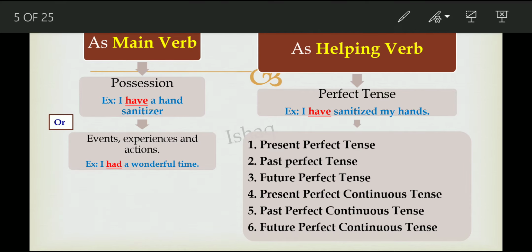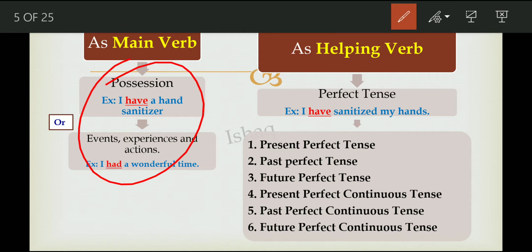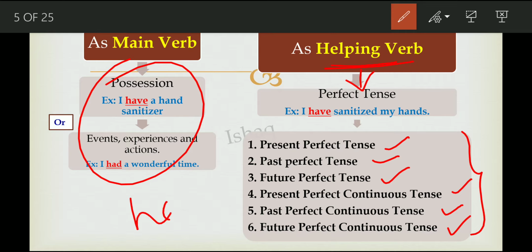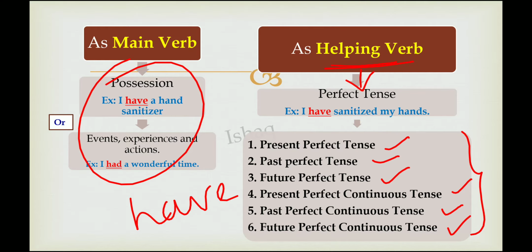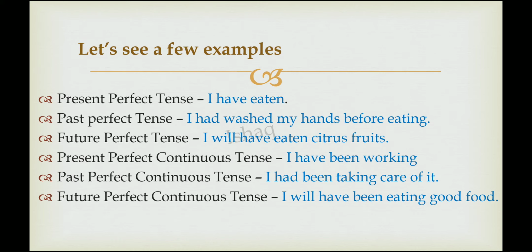So when we say that there are perfect tenses, what are the different types of perfect tense? All this part we have already discussed. So when have forms are used as helping verbs in perfect tense, what are the different types of perfect tenses? Present perfect, past perfect, future perfect, present perfect continuous, past perfect continuous and future perfect continuous. So there are 6 different tenses in which we can use have as a helping verb. Remember this point. Then let's see some examples of each of the tenses.